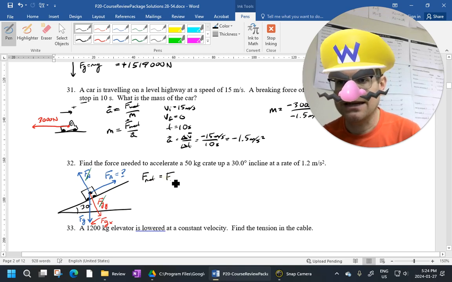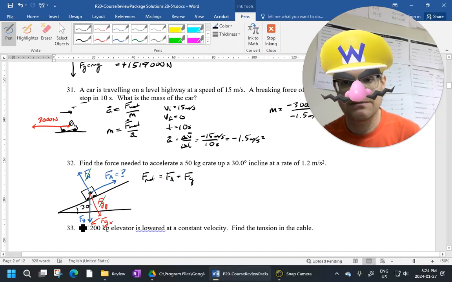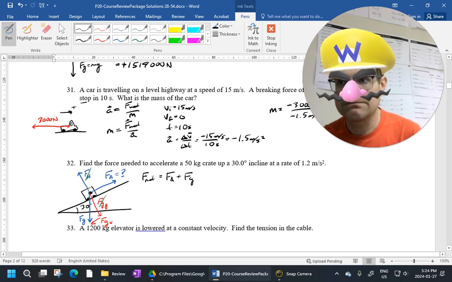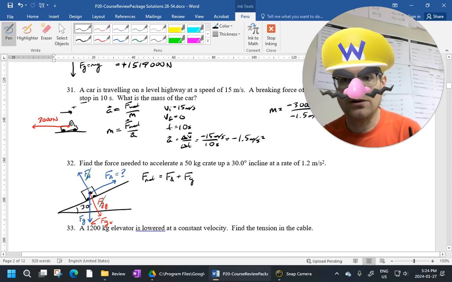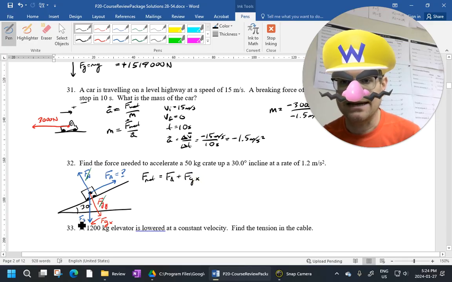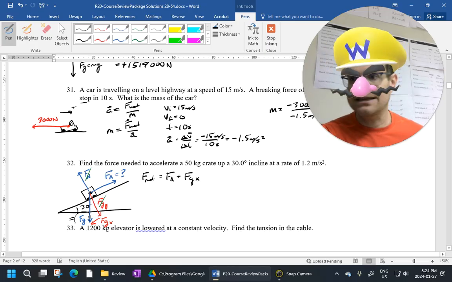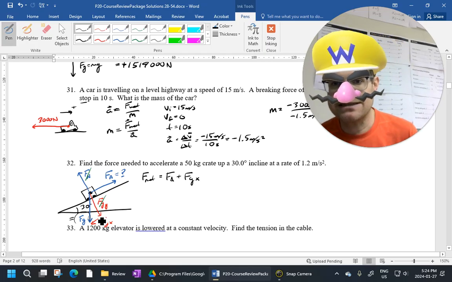My F net is going to be my F applied plus that FG, just the part of FG that didn't cancel out. Like this FG, once I break it up into its red pieces, that's gone. All right. I've dealt with its components. I can just get rid of the hypotenuse number. So I don't have to worry about this FG here. I do have to calculate it though, because I need to find those pieces. So that's going to be mass times gravity.